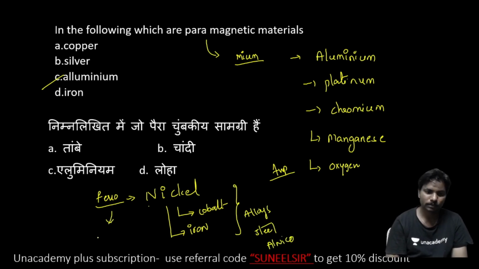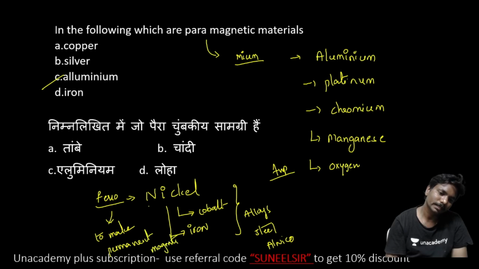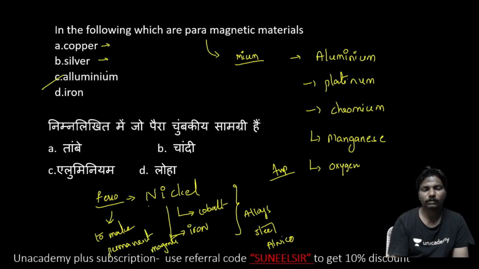These are used to make permanent magnets. Why? Because these are strongly attracted, so strongly magnetized. That's why. So para, and here copper. The best three conductors of electricity belong to dia. Copper is dia, silver is dia. And iron is said to be ferro, along with nickel and cobalt.